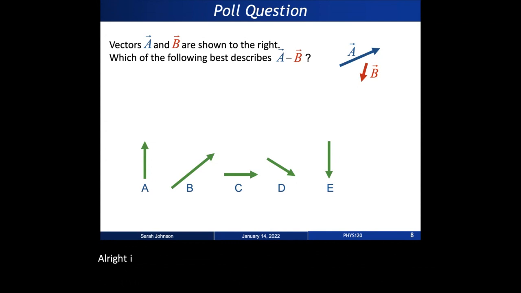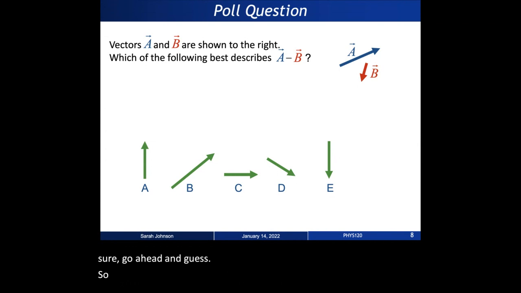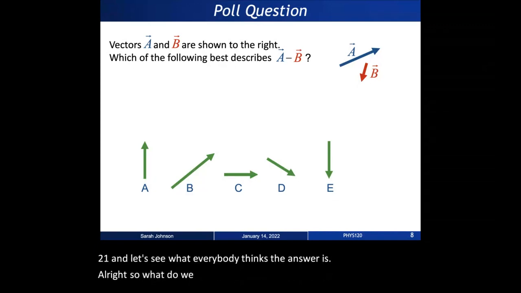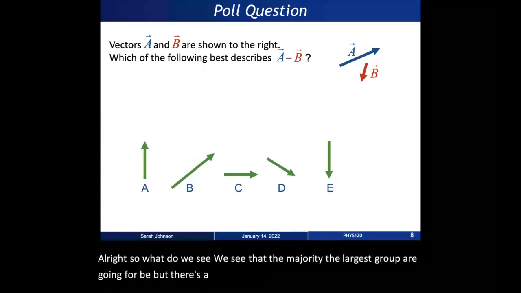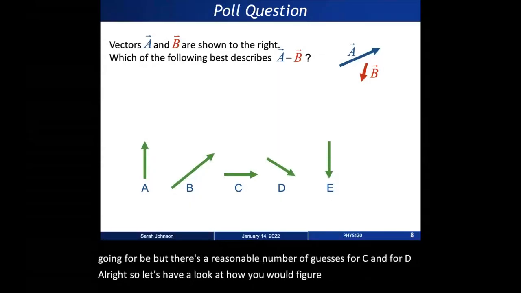All right, I think we're going to do 5 more seconds here. So if you're not sure, go ahead and guess. So 5, 4, 3, 2, 1. And let's see what everybody thinks the answer is. All right, so what do we see? We see that the majority, the largest group, are going for B, but there's a reasonable number of guesses for C and for D.